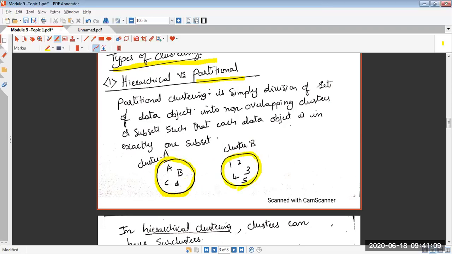Okay. As you can see, that is cluster B. Now, do you see any overlapping here? What do you mean by overlapping? For example, if this number 1 was present here inside cluster A, it is overlapping. If alphabet A was present in cluster B, it is overlapping because A is there both in cluster A and cluster B. You do not find any such overlapping here.